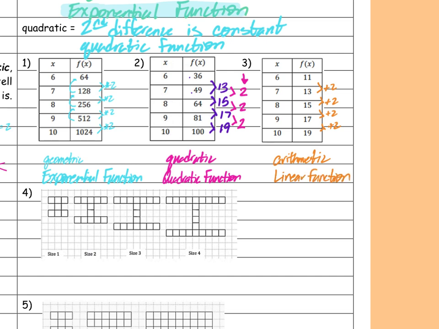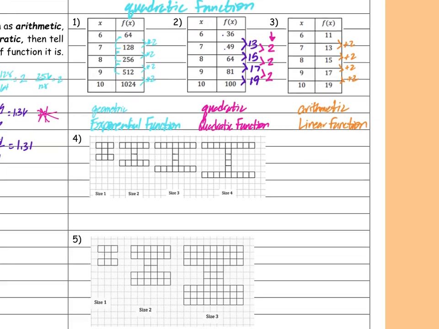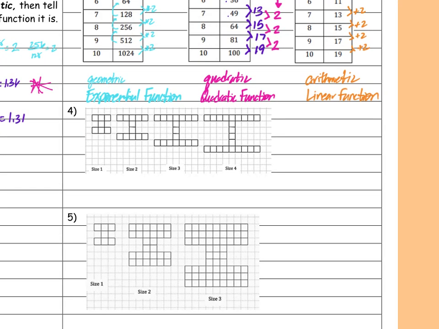Linear function. Okay. So now we've got number four, and we've got this weird pattern looking thing. Looks like an eye, right? So I think for me, the easiest way to do this is just make a little table. And I'm going to do size 1, size 2, size 3, size 4. And then I'm just going to count how many squares are in each figure. So go ahead and do that. Count how many squares are in each figure, please. And tell me.